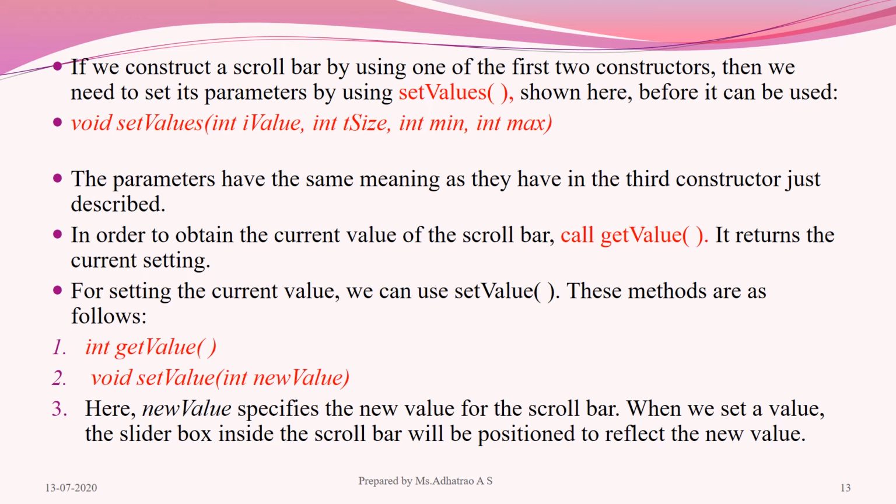In order to obtain the current value of the scroll bar, call getValue. It returns the current setting. For setting the current value, we can use setValue. These methods are as follows. First one is getValue, and for setting, void setValue by passing the parameter newValue. The new value specifies the new value for the scroll bar. When we set a value, the slider box inside the scroll bar will be positioned to reflect the new value.